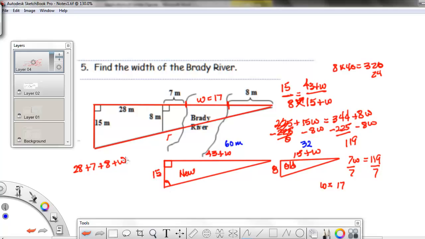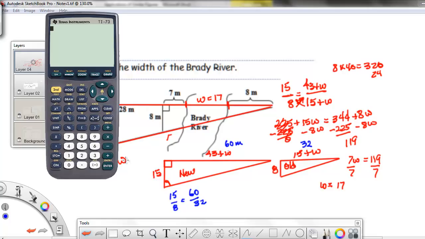So for me to check this, what I did is I took 15 over 8 has to be equal to 60 over 32. Because I know these things are proportional. I have 60 divided by 32. 1.875 has to be equal to 15 over 8. And it is.